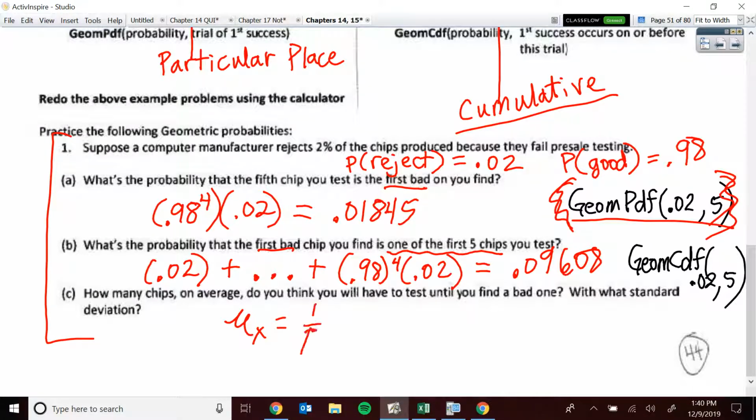On this last one, you used the formulas: 1 over P, and then the standard deviation formula. So again, pages 46 and 47 for homework. Okay? All right.